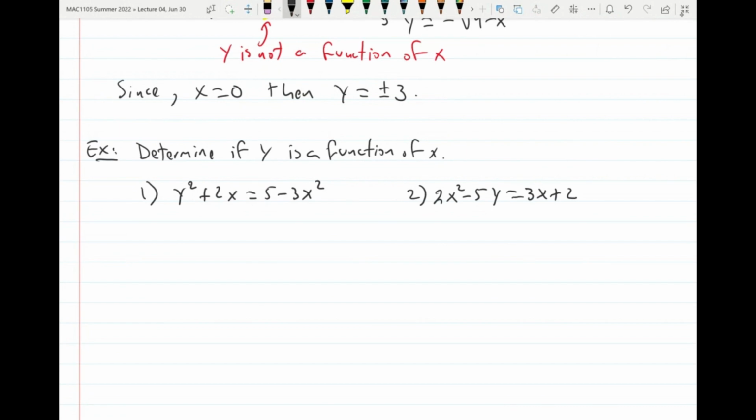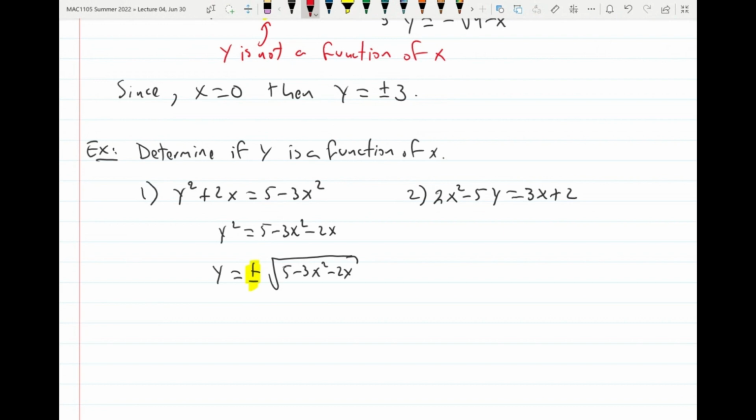Okay. So in number one, we can solve for y. Just move the 2x to the other side. So you get 5 minus 3x squared minus 2x. Then we take the square root. But remember, every time that you take the square root, you need to write plus or minus. Okay, so this right here is a sign that it is not going to be a function. Now, you need to give me a counterexample, something concrete. For instance, this allows you to find such a counterexample. So can you give me a counterexample?